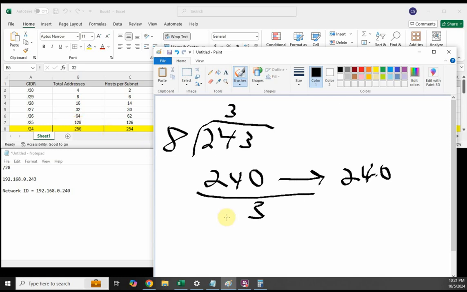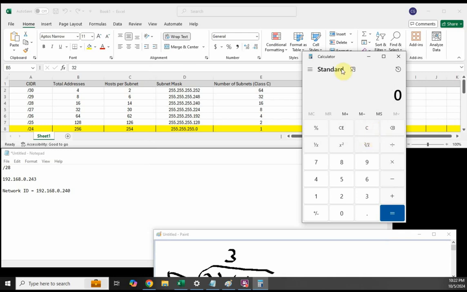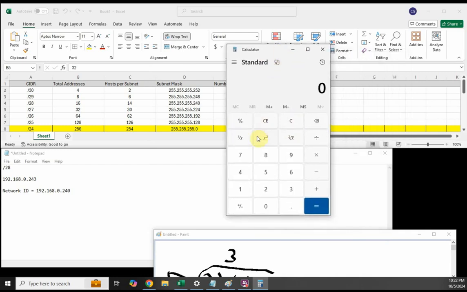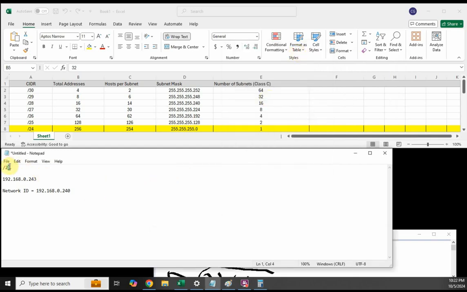Subtract 64 from 240. What do we got? That's a good question. 64 from 240, that's 176. Is that right? I don't know. Let's go check it. That doesn't sound right to me. The others make sense. That one didn't. So let's go take a look at it.